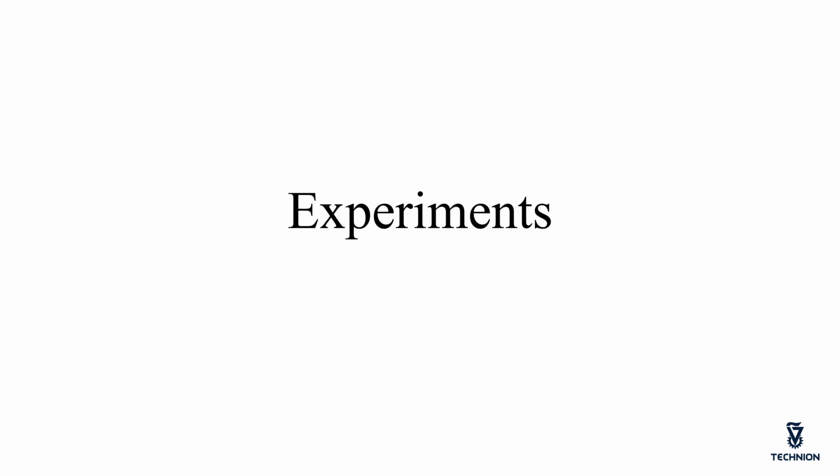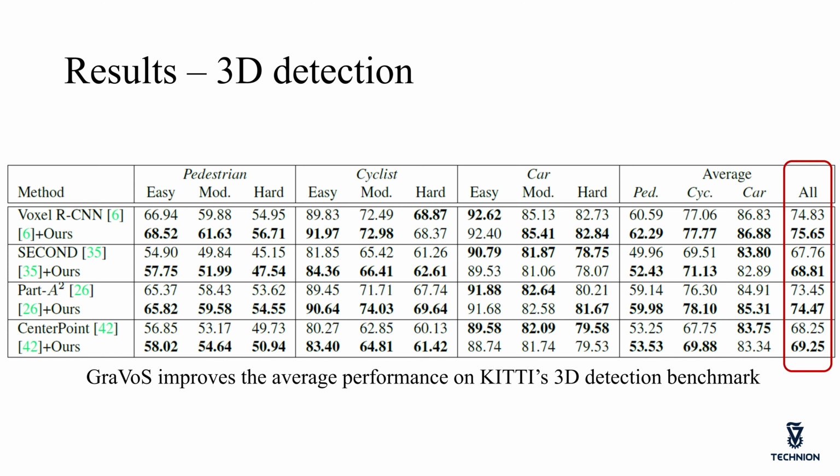To evaluate the performance of our method, we compare state-of-the-art 3D object detection methods on the well-established KITTI dataset, with and without our GraVoS. This table shows that continuing to train 4 prominent 3D voxel-based object detectors with GraVoS selection yields improved performance on average. The 4 detectors are Voxel R-CNN, SECOND, Part-A2, and CenterPoint.